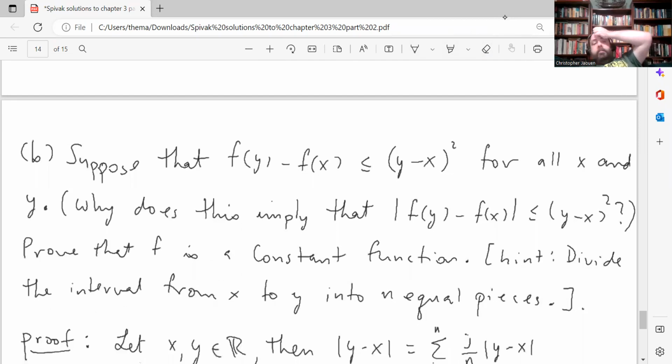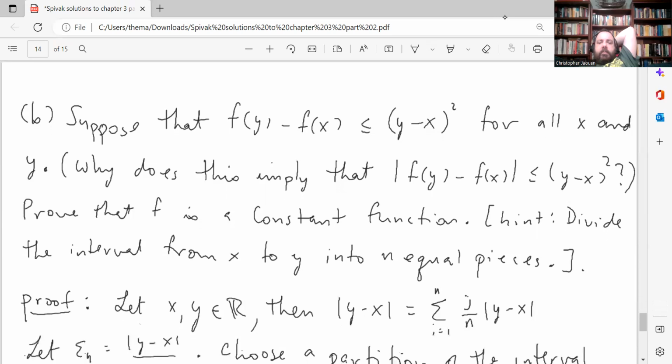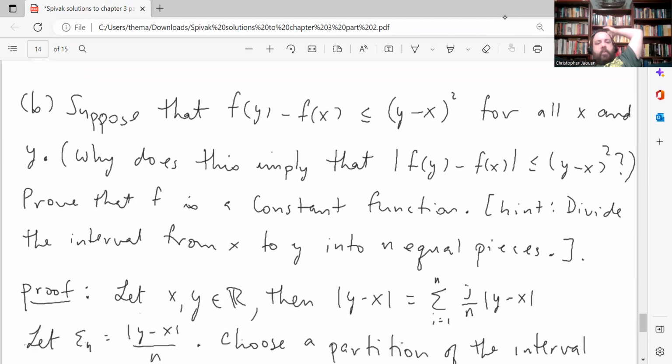Okay, this is part B. Suppose that f of y minus f of x is less than or equal to the square of y minus x for all x and y. Why does this imply that the absolute value of f of y minus f of x is less than or equal to y minus x squared? It works that way just by the properties of absolute values. I'll let you guys work that out.